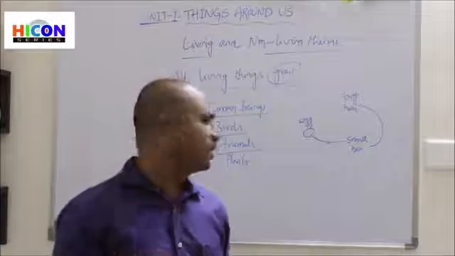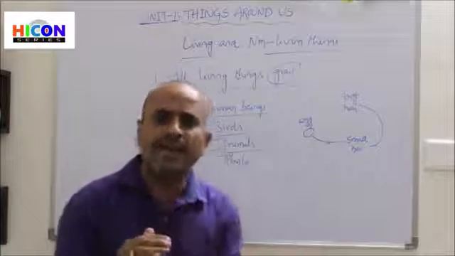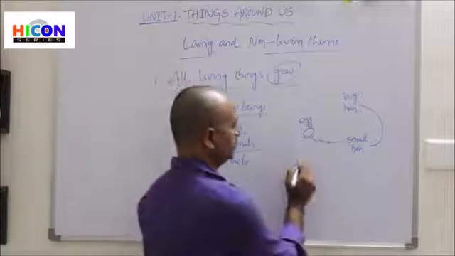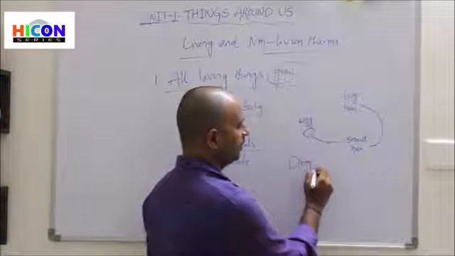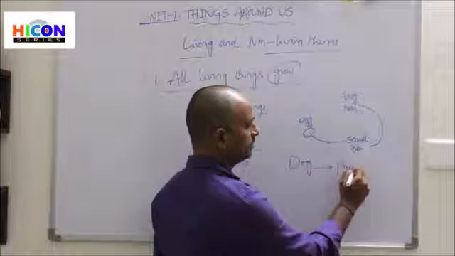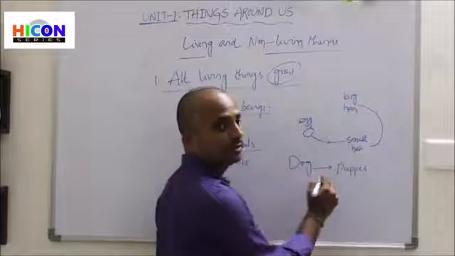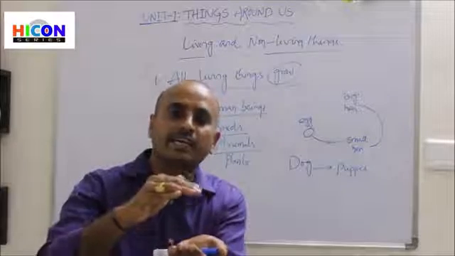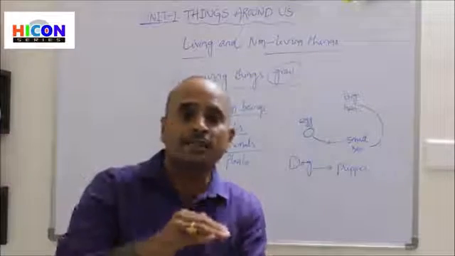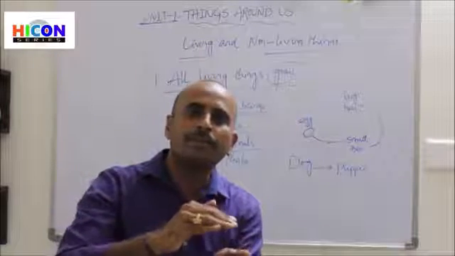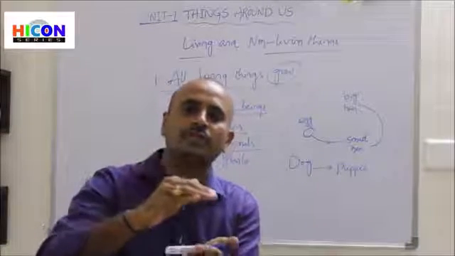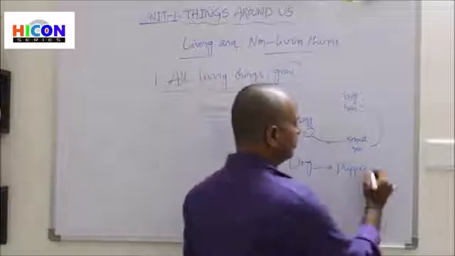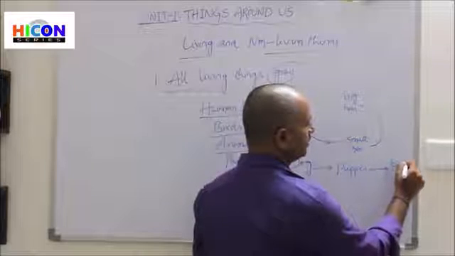For example, if you take a small cat or small dog, it will reproduce. If you take a dog, then it will give birth to puppies. The puppies are very small in size at the time of their birth. As the days pass by, the puppies gradually grow. That means the size of the puppies gradually increases and they become bigger, that is, adults.